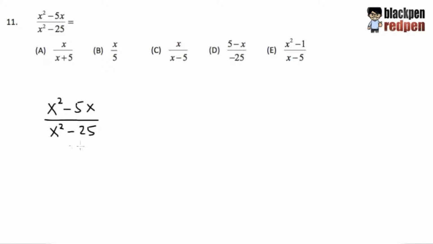For number 11, we are going to reduce this algebraic fraction. We have x squared minus 5x over x squared minus 25. Before we work on this equation, let's talk about how we can reduce the regular fraction first, so we can get the idea. In fact, they are very similar. And let me use this as an example first.